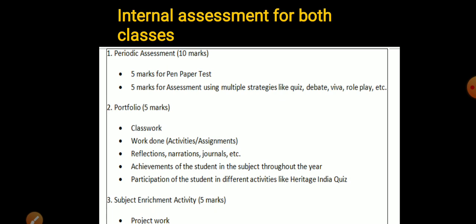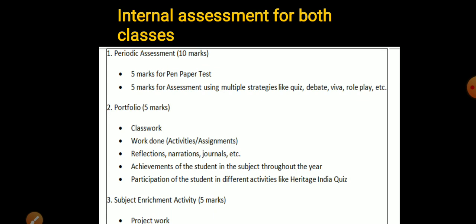Previously also I have shared this same information with you, but some doubts remained. So once again I am clearing this for those children who didn't understand it. Okay children, let's try to understand it and pay attention here. Internal assessment will be for 20 marks, and the bifurcation is given here. How have those 20 marks been divided? First one is periodic test. Periodic test means whatever exams we conduct, it is called a periodic assessment.